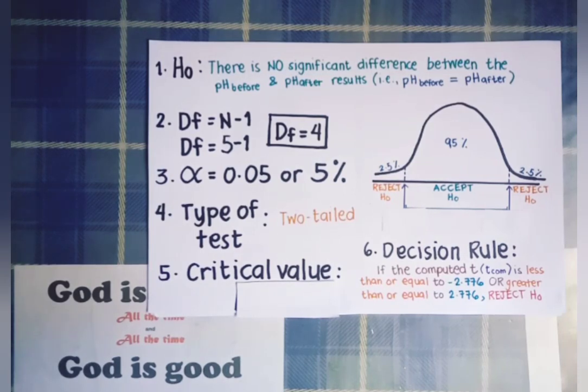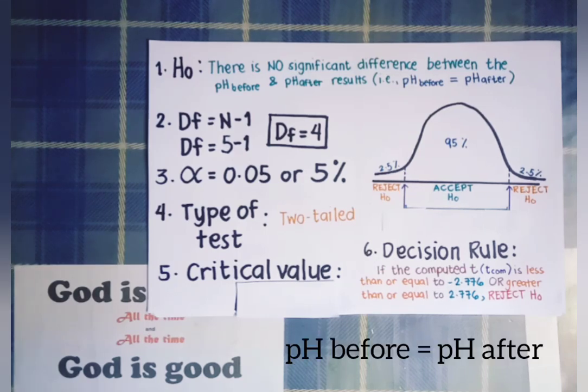Now, the next things that we are going to do here are to determine the null hypothesis, the degrees of freedom, the alpha level or level of significance, the type of test, the critical value, and the decision rule. For the first one, our null hypothesis is that there is no significant difference between the pH before the application of our product and the pH after the application of our product. That is, the pH before and the pH after are just the same.